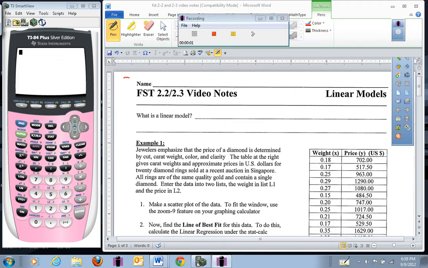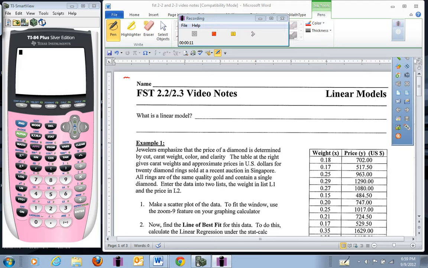This lesson will be about 2.2 and 2.3. So the things that you're going to need when you start viewing this lesson on linear models are, of course, this worksheet called Video Notes. You're going to need a blank note card. You can use one with lines on it. You're going to need your graphing calculator, and you're going to need your textbook.